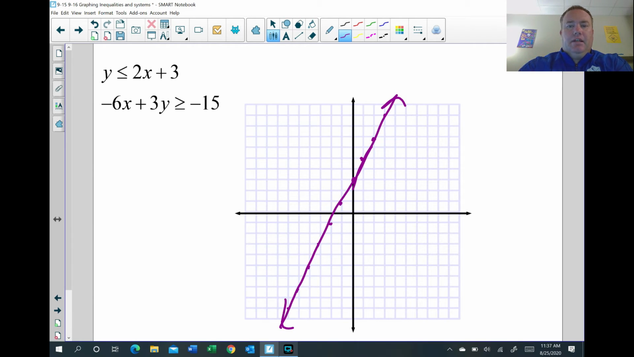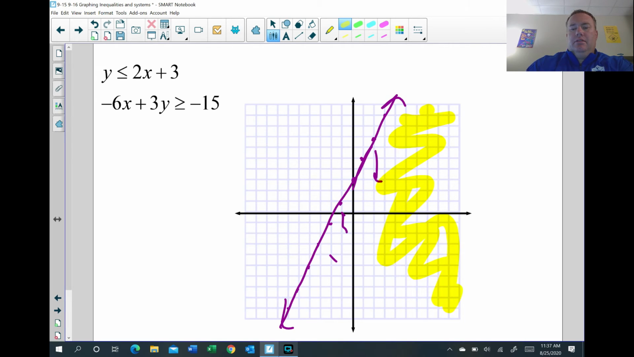Alright, now which way do we shade? Less than symbol, shade down. So as we did before, everything on this side of the line, down. Alright, so from there, let's go back.